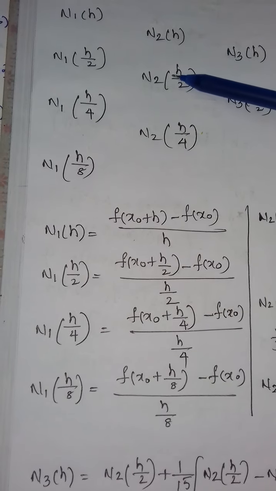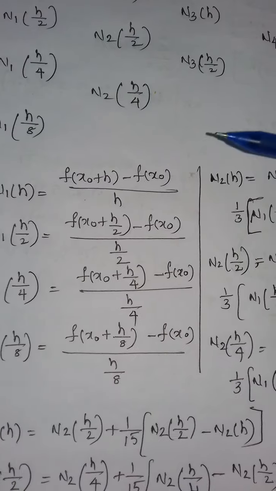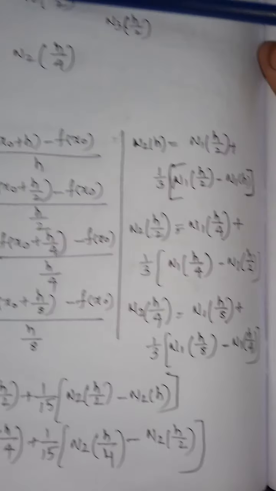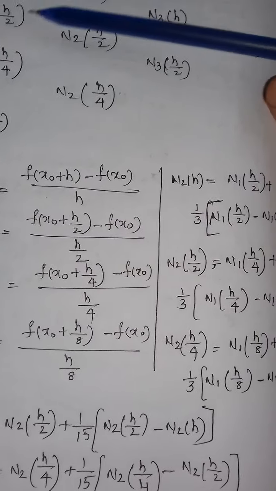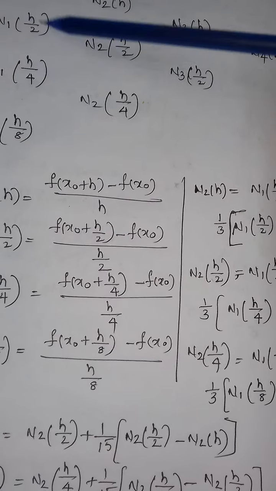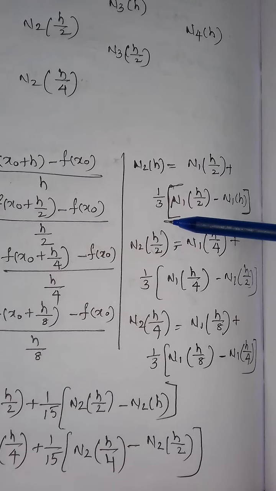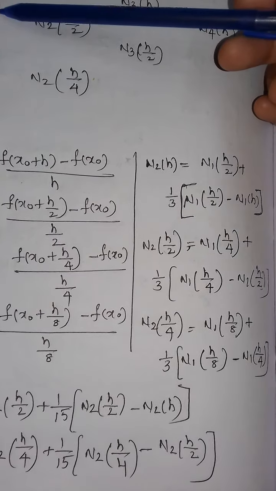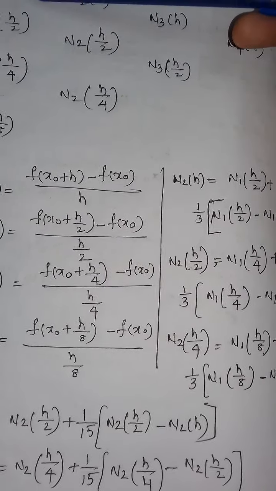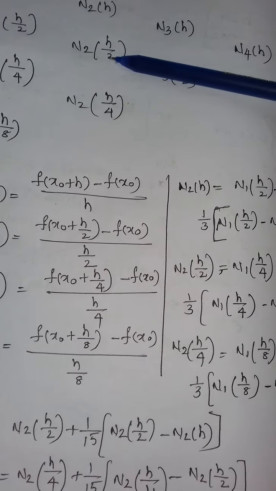Now for N2(h) we will use this formula. How? For N2(h) you will write this one: N1(h by 2) plus 1 by 3, and then again you will write this one only, N1(h by 2) minus N1(h). Similarly you can apply this for this also.